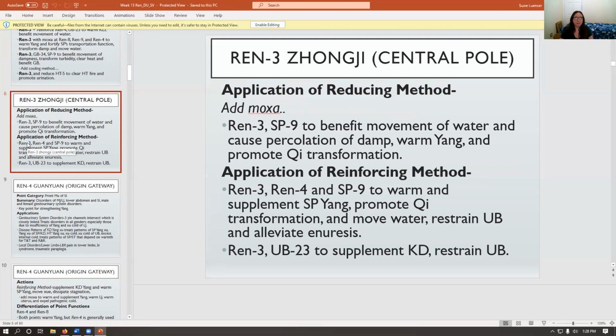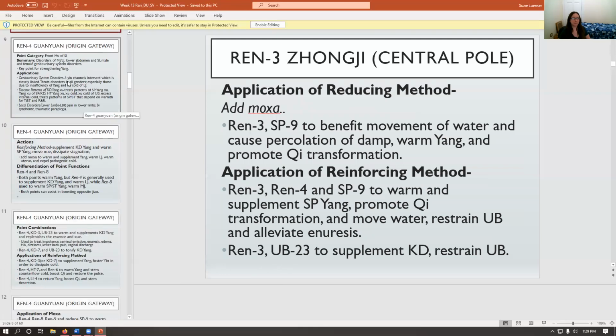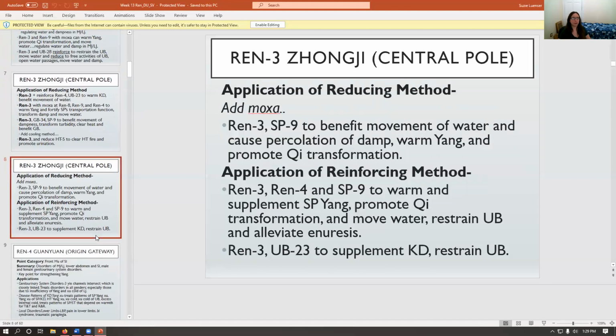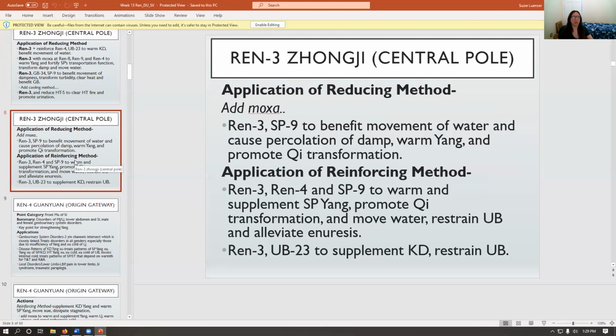And then a couple of reinforcing point combinations here with Ren 4 and spleen 9. That's going to help supplement the spleen yang. And then with UB23, that's going to help supplement the kidney and restrain the urinary bladder. So we can see here with most of these point combinations that we're looking at with Ren 3, Ren 3 is being used as a branch point. It's being added onto root treatments.